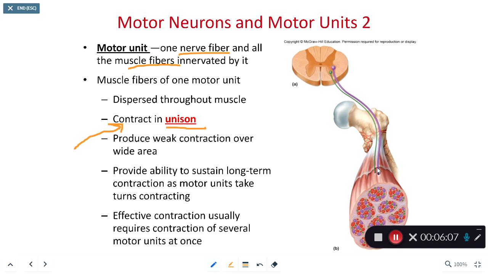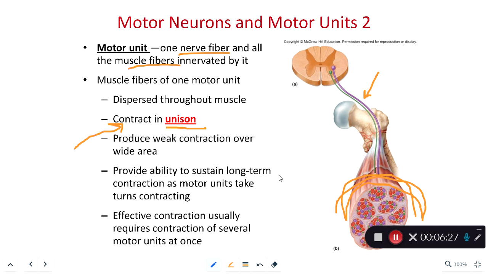And if we have a small motor unit, that's going to give us smaller or weaker contraction spread out over a wider area. Bigger motor units are going to give us more contraction spread out over a wide area. Why is it important to have motor units? Motor units allow us to contract our muscles for long periods of time.